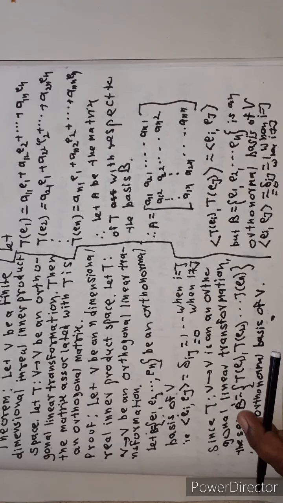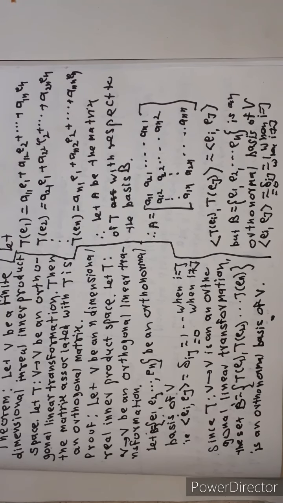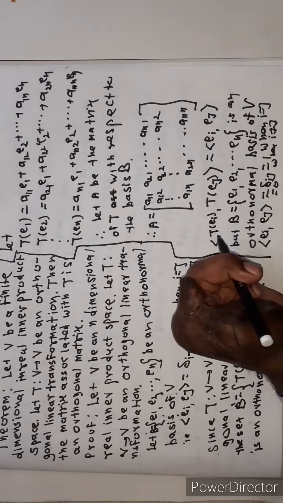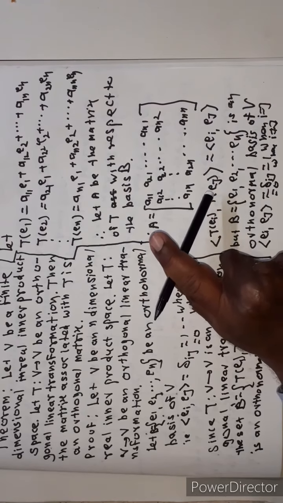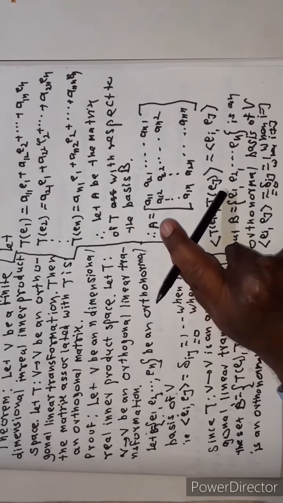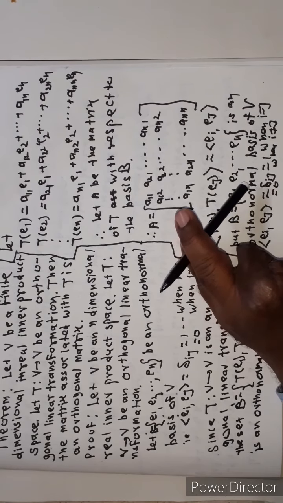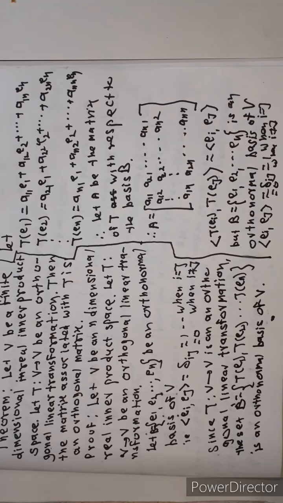Now for angle bracket T of Ei, T of Ej, since T is an orthogonal linear transformation, by definition of orthogonal linear transformation, angle bracket T of Ei, T of Ej is equal to angle bracket Ei, Ej. But E1, E2, En is an orthonormal basis of V. Therefore, angle bracket Ei, Ej is equal to delta ij.